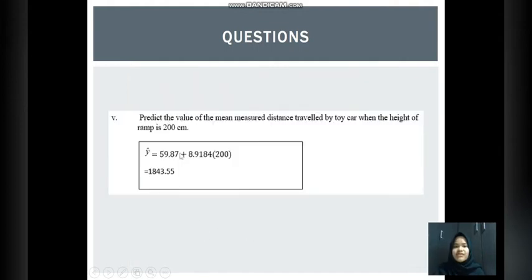Next is to predict the value of the mean measured distance traveled by the toy car where the height of the ramp is 200 cm. Here we just need to substitute the value of 200 cm into the regression line, which is 59.87 plus 8.9184 times 200. Here we get that the mean measured distance when the height of the ramp is equal to 200 is 1843.55. So that's all from me.